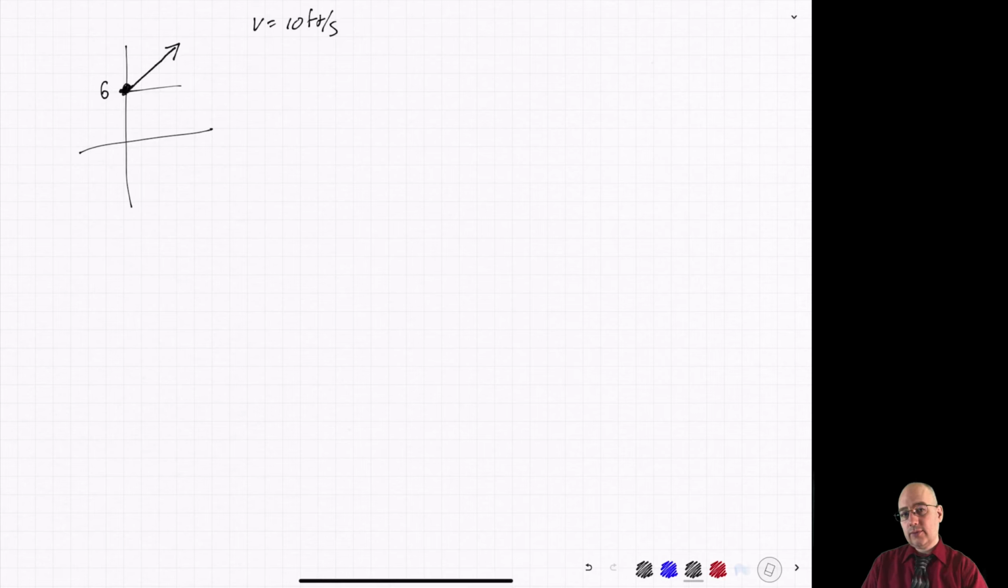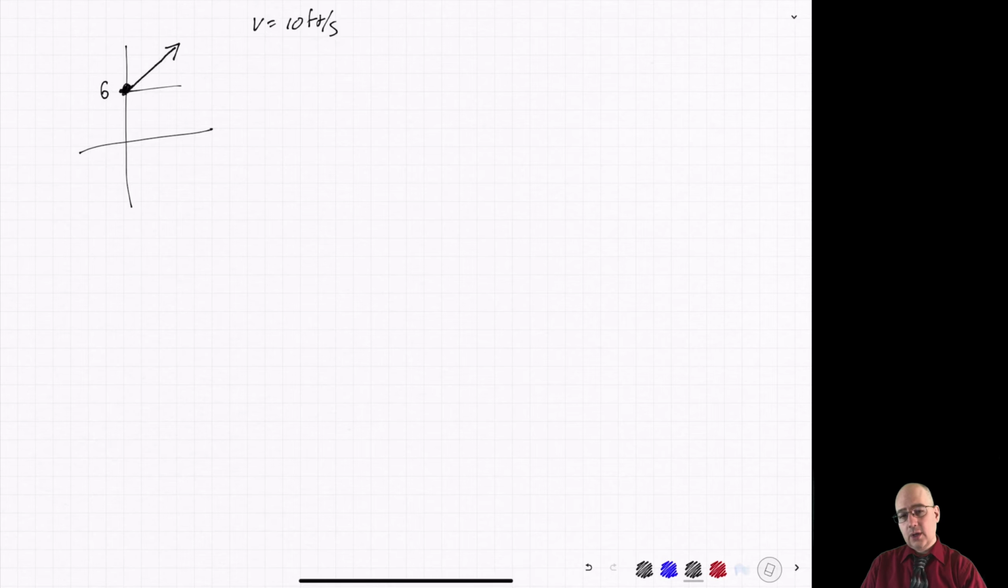Now I'm going to use v here, kind of standing for velocity. Velocity is both direction and magnitude. So it's the 10 feet per second, but also the direction it's going in. So that's velocity. Speed is just the 10 feet per second. So I should use s, but my s's often look like 5s. So I'm going to stick with v.